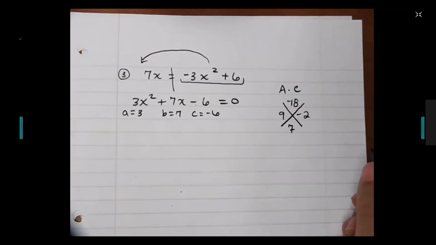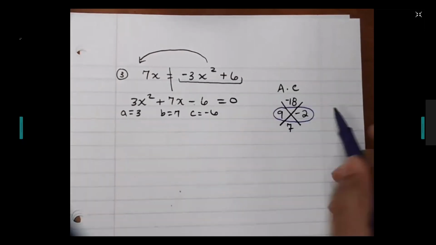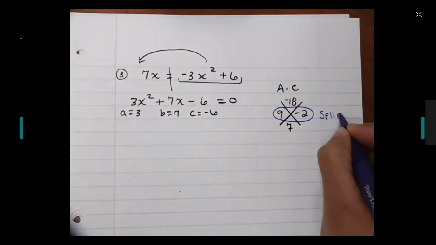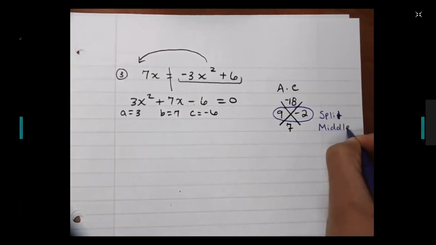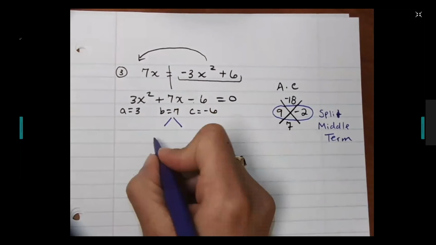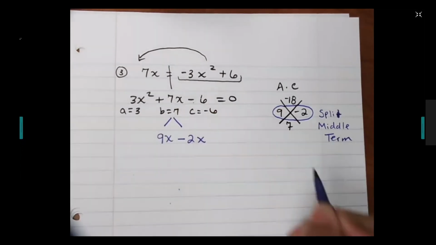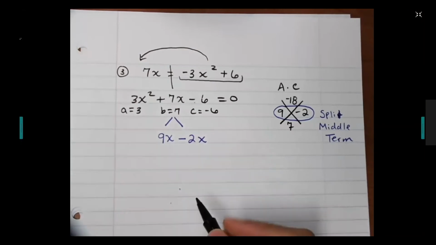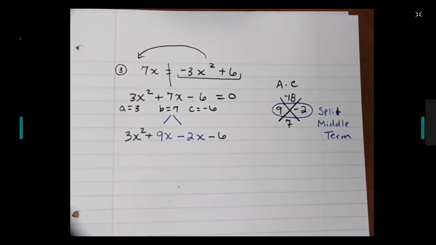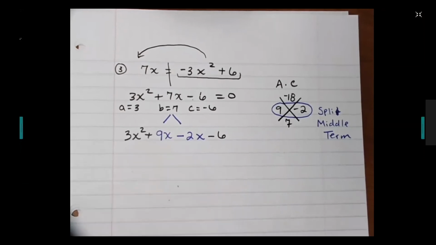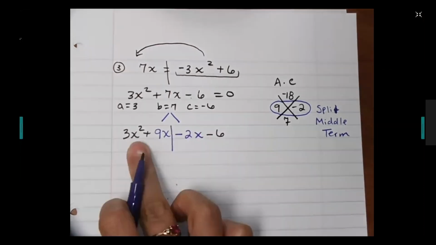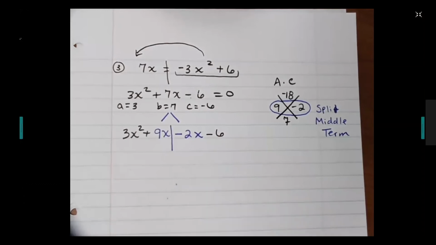Now we have to remember that when we factor by grouping, when the A is bigger than 1, the magic numbers are used to split the middle term. So that 7x, you rewrite it as 9x minus 2x. And then bring down your other terms. 3x squared plus 9x minus 2x minus 6. And once you're in this step, you have to group your terms into 2 groups of 2, right? So 2 terms and 2 terms. And you factor out your GCFs from each one.